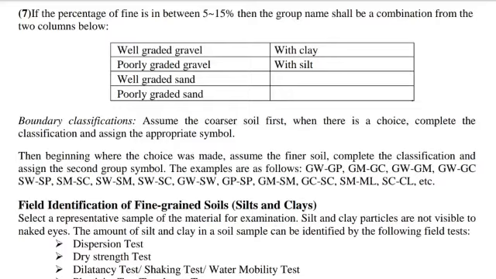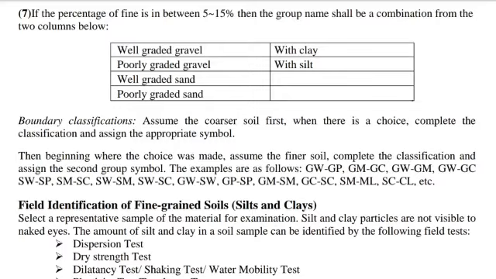7. If the percentage of fines is between 5 to 15%, then the group name shall be a combination from the two columns below. Well graded gravel with clay, poorly graded gravel with silt, well graded sand, poorly graded sand.